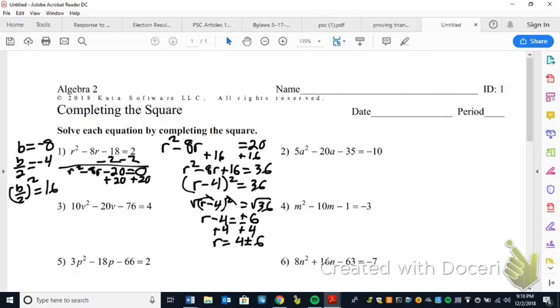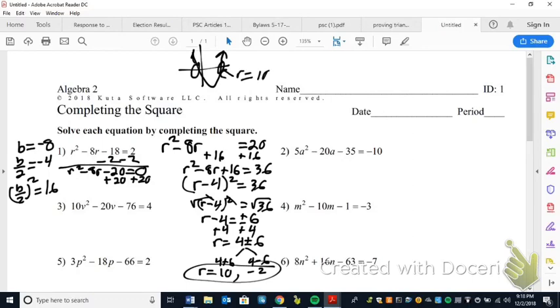So here's where I have two answers, okay? So I have 4 plus 6, 4 minus 6, or r equals 10 or negative 2. So the vast majority of these are going to have two answers because it is a parabola. You're looking for a zero, right? And why that makes sense is if I have this graph right here that goes like this, I have two zeros. This would be r equals 10, and this right here would be r equals negative 2.